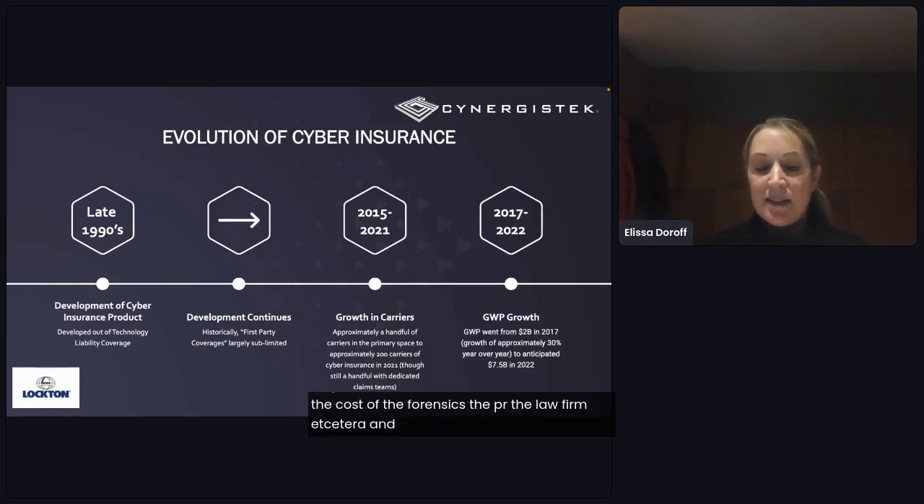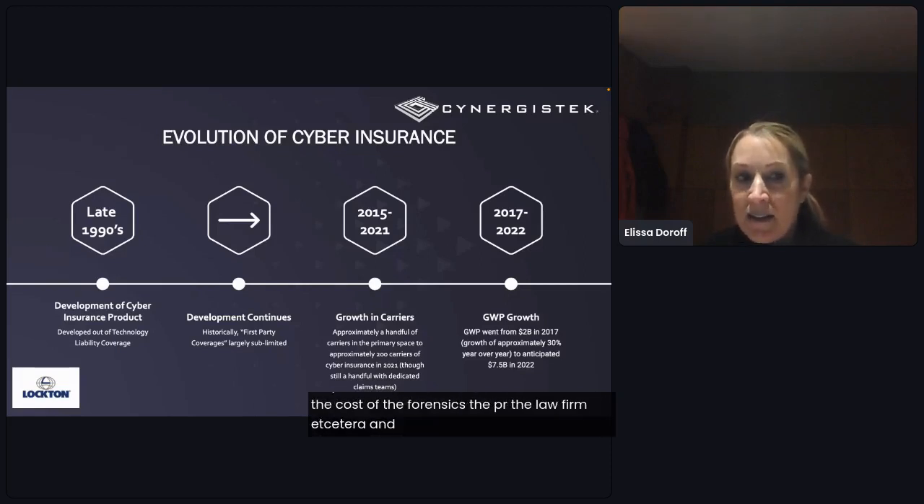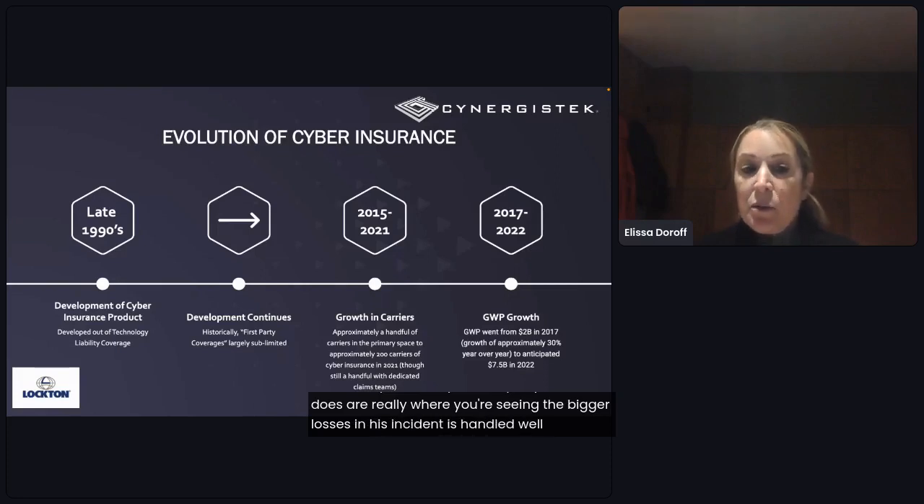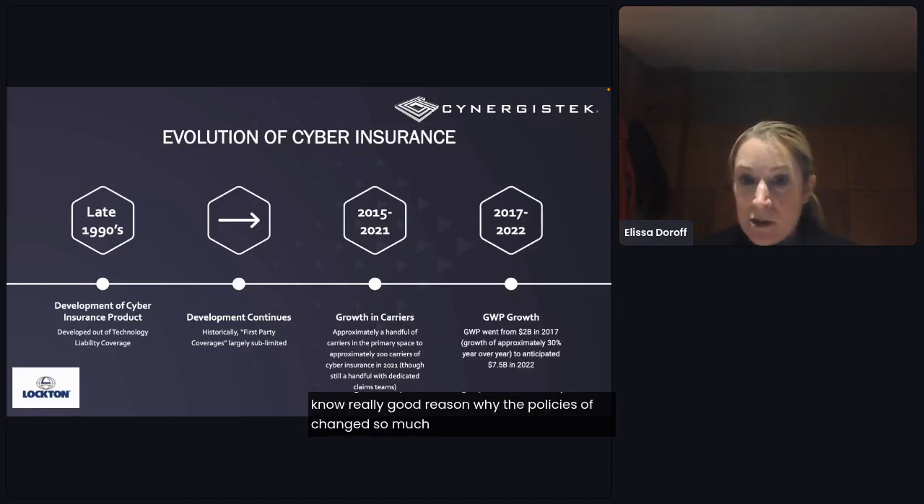And we've seen that this has changed dramatically for good reason. Now it's a lot more often than not that the ransomware coverage and the business interruption, which are first party coverages, are really where you're seeing the bigger losses. And if an incident is handled well, you likely will not have a liability issue. You likely will not have regulators or attorneys general coming after you asking questions. So there's a really good reason why the policies have changed so much.